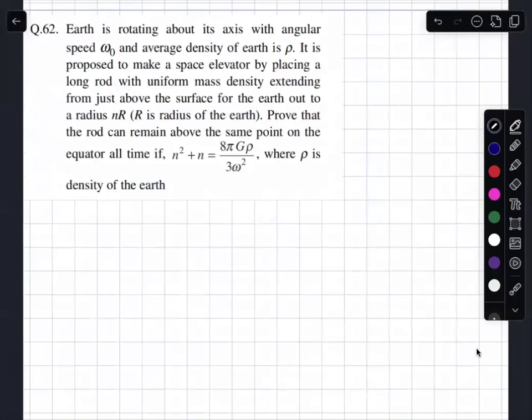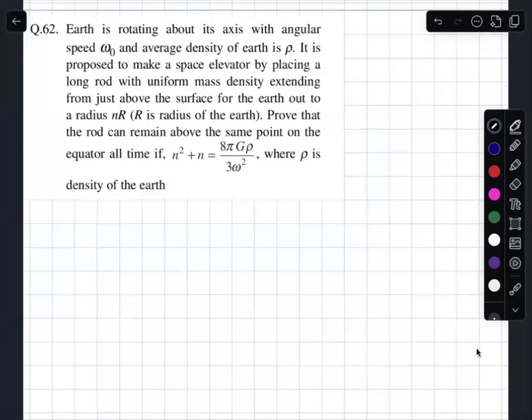Earth is rotating about its axis with angular speed omega naught, average density rho. It is proposed to make a space elevator. Actually, China is planning it now. A space elevator by placing a long rod, for assumption here, with uniform mass density extending from just above the surface of the earth out to a radius of n R, where R is the radius of the earth.